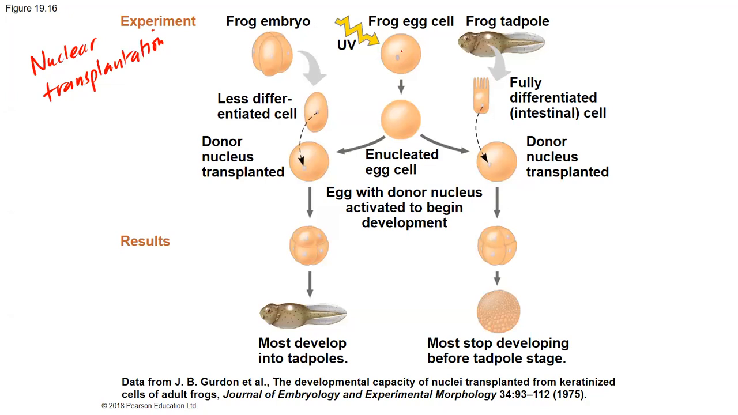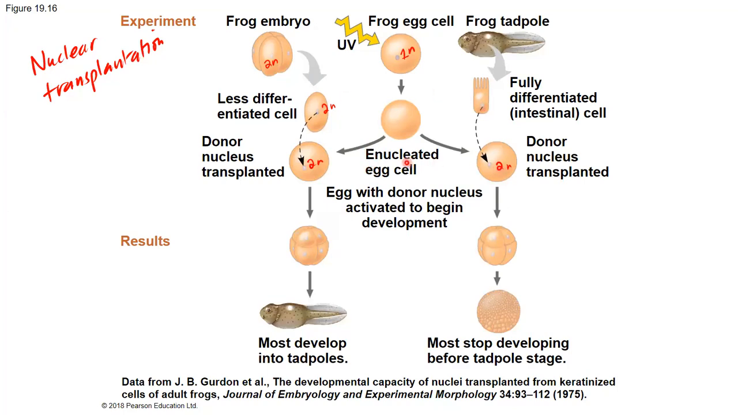Remember, this egg cell typically contains a haploid nucleus, one set of chromosomes. And differentiated cells contain a diploid nucleus, two sets. So here we have diploid, diploid, here diploid. The same experiment was done using two different differentiated cells. One is a fully differentiated intestinal cell taken from a frog tadpole. The other experiment of nuclear transplantation was done using the nucleus of a less differentiated cell, a nucleus from a frog embryonic cell. So this cell is less differentiated than this cell. But both are considered differentiated cells, though this one is less differentiated.